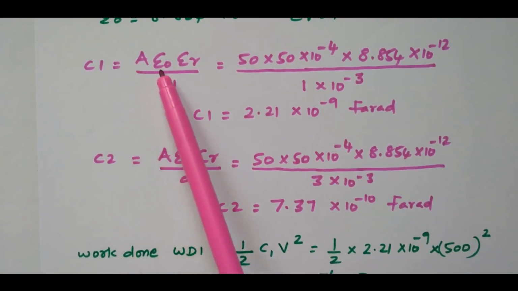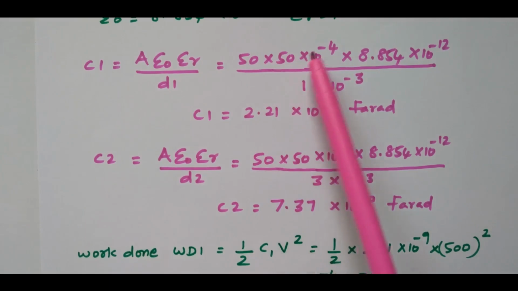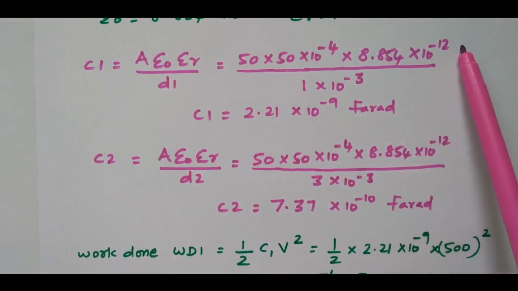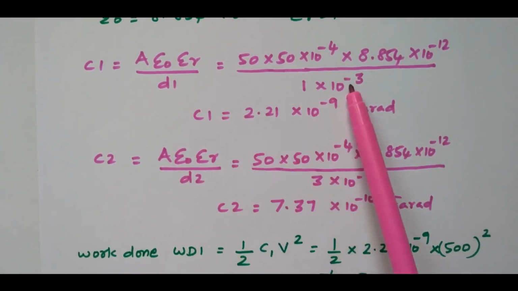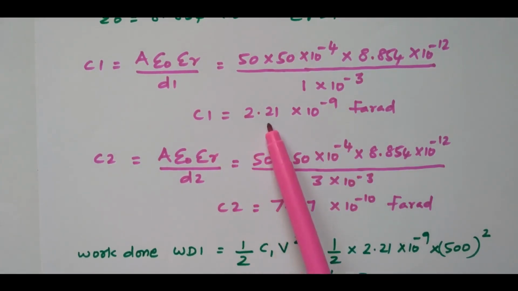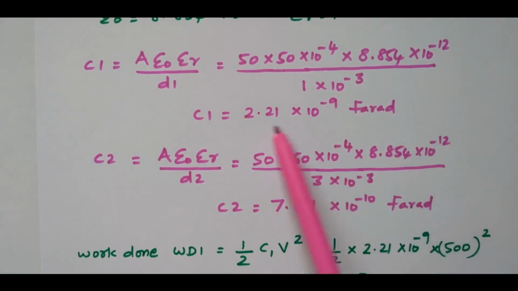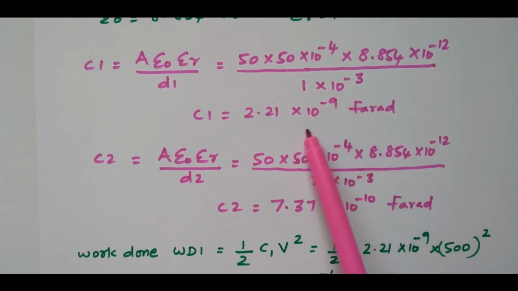So C1 is A epsilon naught epsilon r divided by D1, 1 millimeter. The area is 50 into 50 10 to the power minus 4. Epsilon naught is 8.854 into 10 to the power minus 12, divided by this distance, 1 into 10 to the power minus 3. So C1 equal to 2.21 into 10 to the power minus 9 farad. By simplifying this, we got this value. So when the distance between the plates is 1 millimeter, this is the capacitance value.